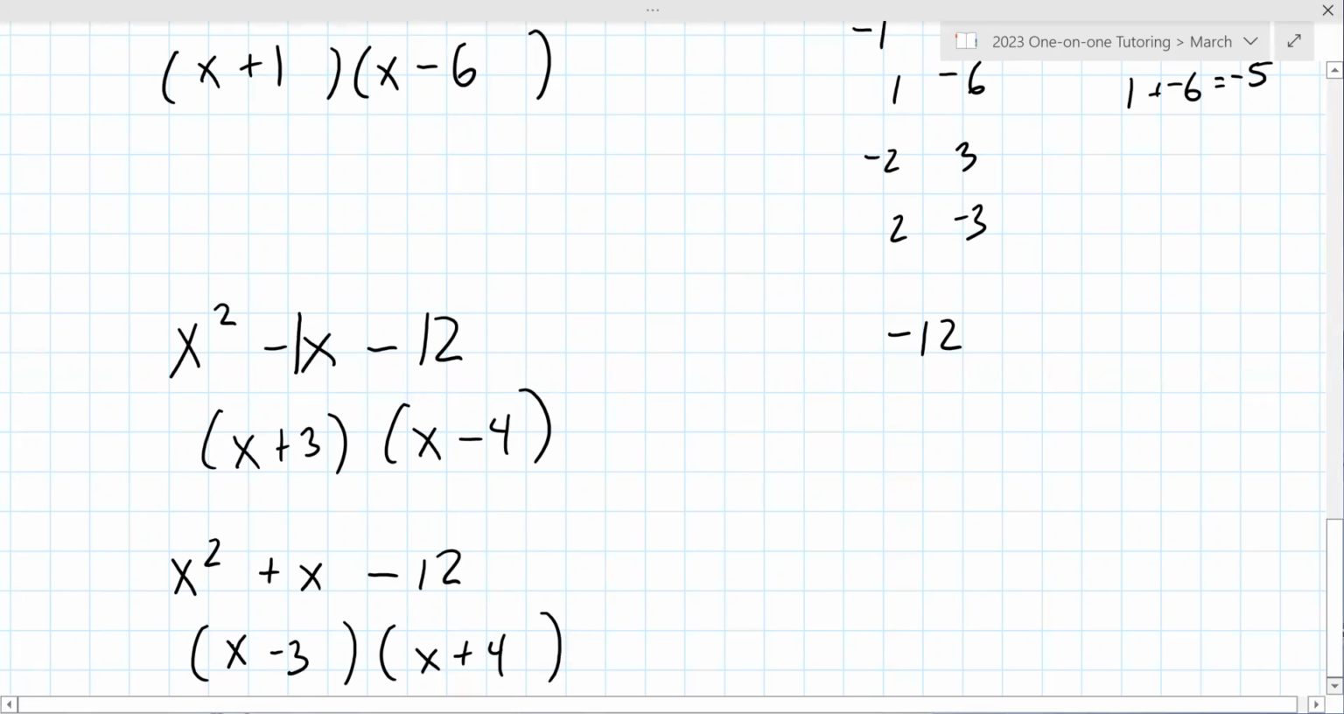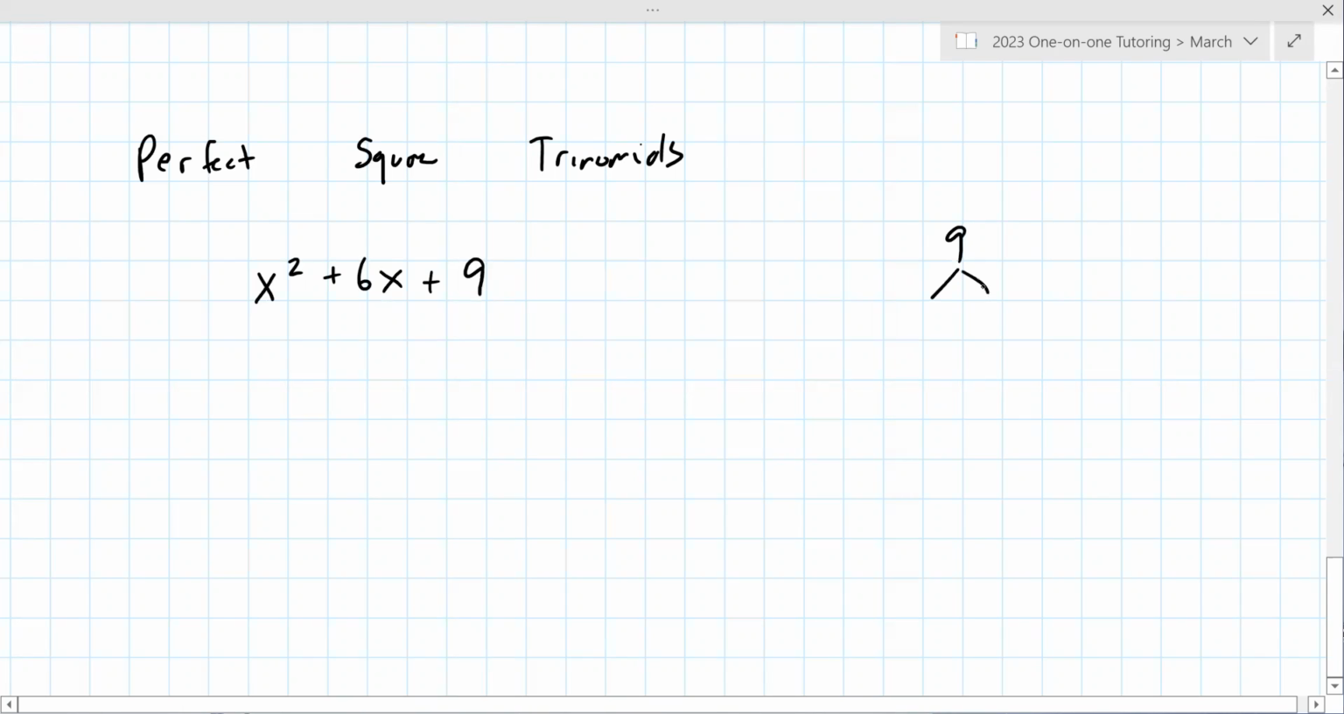Okay, so that's the review of the first type of factoring. The next type of factoring we looked at are perfect square trinomials. So I'll give you an example of one here. x squared plus 6x plus 9. Now, if you treat this like a problem we have just done, you would try 1 and 9 and 3 and 3. Which of these add up to 6? The 3 and 3. Yes.